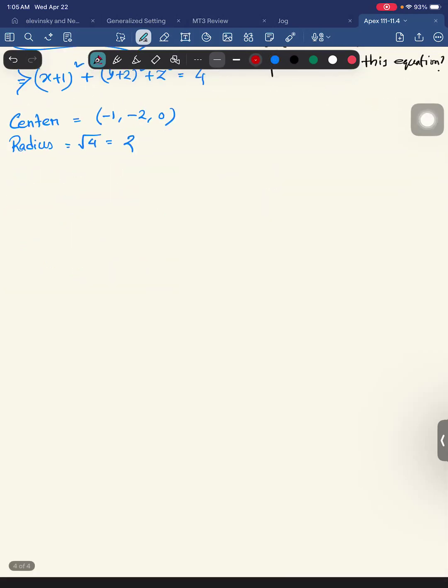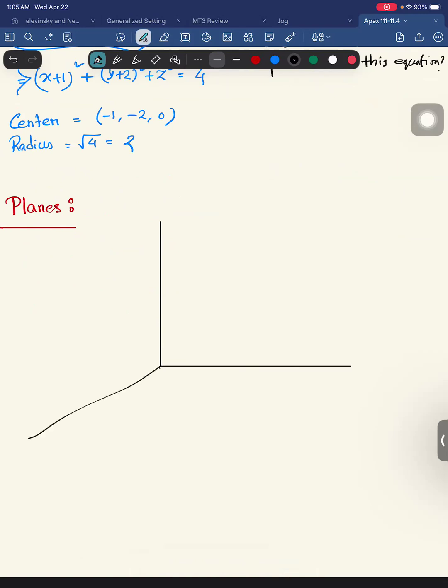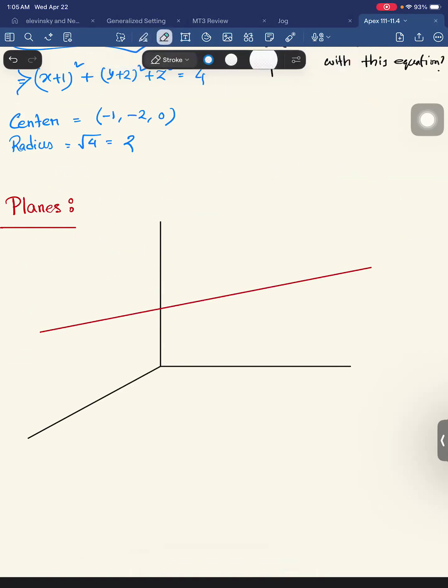Second, we want to discuss planes. So what is a plane? We all know what a plane is. I mean, draw the coordinate axes first. And what is a plane? It is something like this.